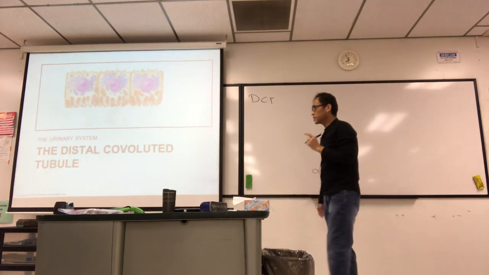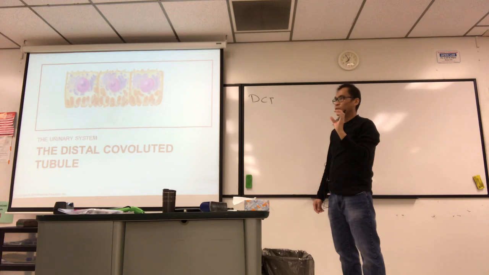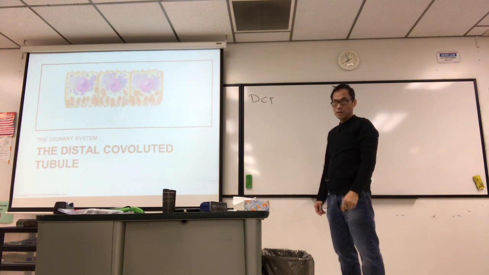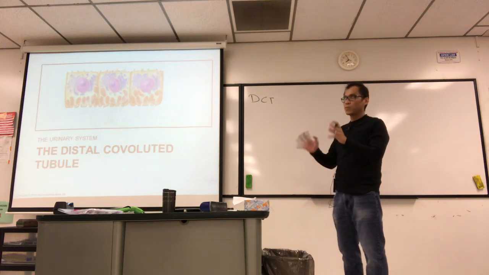By the time filtrate gets to the DCT, we're getting to the end of this thing because we went through filtration, PCT, the loop. Now this is the last part of the tube before it dumps into the collecting duct. We can still have filtrate that we can modify. By the time filtrate reaches here, most things have been reabsorbed already.